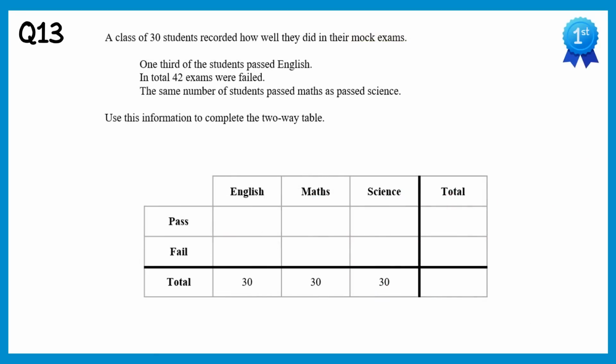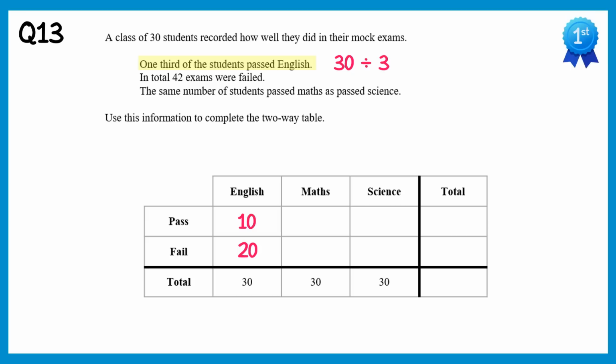In this question, we're told 1/3 of the students passed English. Now there are 30 students altogether, so you do 30 divided by 3, which gets you 10. So 10 students passed English. Now if you look at the English column here, this needs to make a total of 30, so we do 30 take 10, which gets you 20.